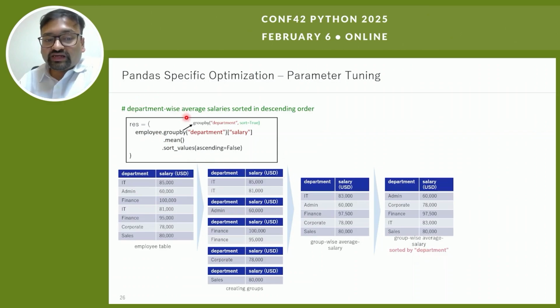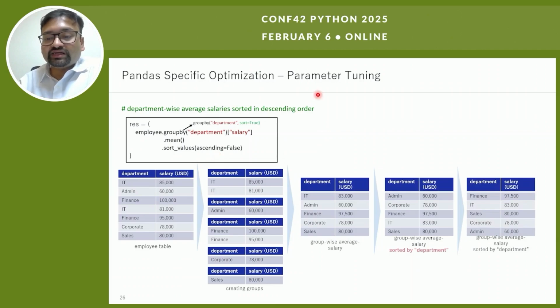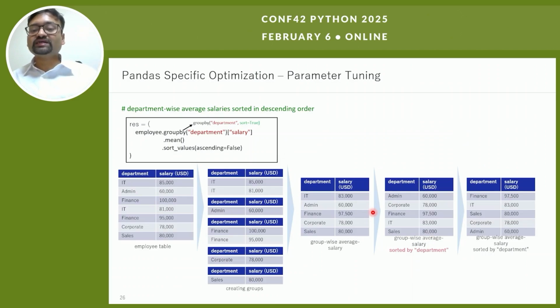But in your query, you don't need this sorting to happen. Instead, you want the result to be sorted by the salary, by the value column, in descending order. Because you ask pandas to do so, it will do it. It will sort the result in descending order when it encounters the sort values. What you can expect is that this step takes place because of this default parameter of group by, but it is a redundant step. It can be avoided. Even if we don't perform this step, it doesn't impact my result. So this is a redundant step.